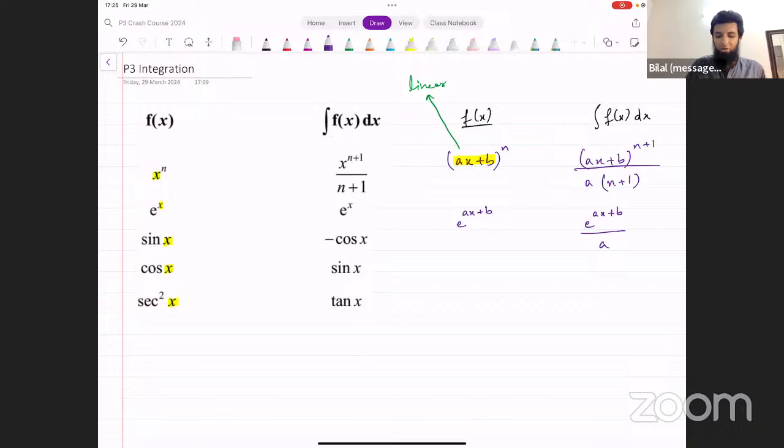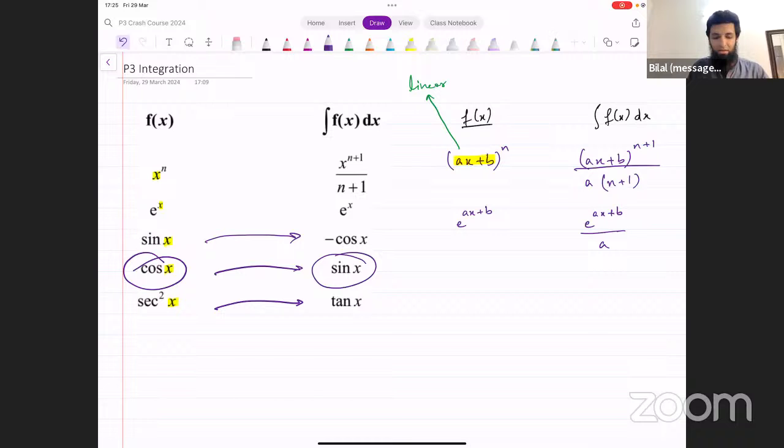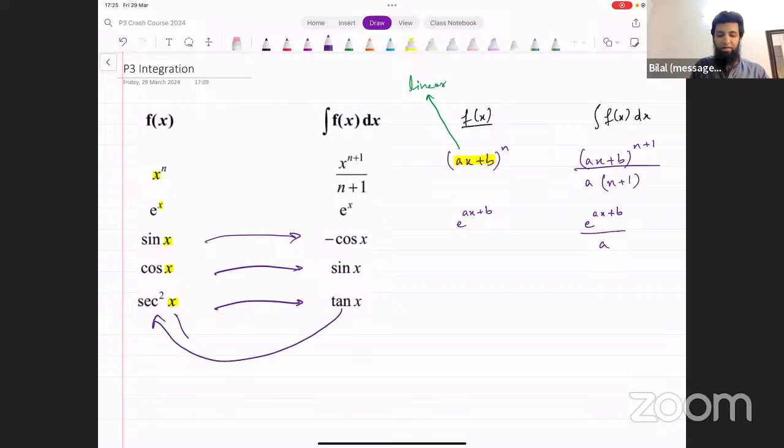And then similarly, you have the other rules here. Integral of sine is minus cos, of cos is sine, and of secant square it's tan. So remember, the derivative of sine was cos, so the integral of cos is sine. Derivative of cos was minus sine, so integral of sine is minus cos. Derivative of tan was secant square, integral of secant square is tan. So it's just the opposite of differentiation. That's all that is happening.